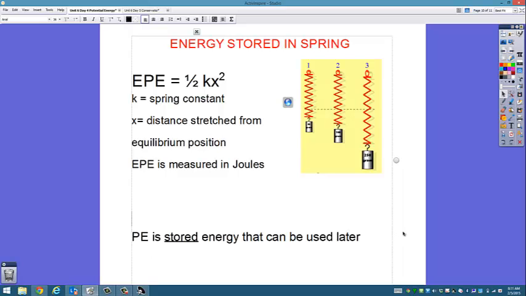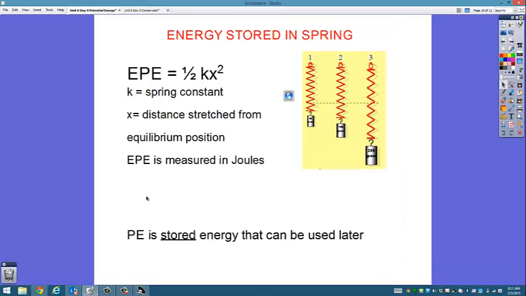Okay, so again, we're looking at energy being stored so you can use it later. If you think back to a bow and arrow, you pull the arrow back and it just keeps that energy until you let go, so it's being stored for a little bit.